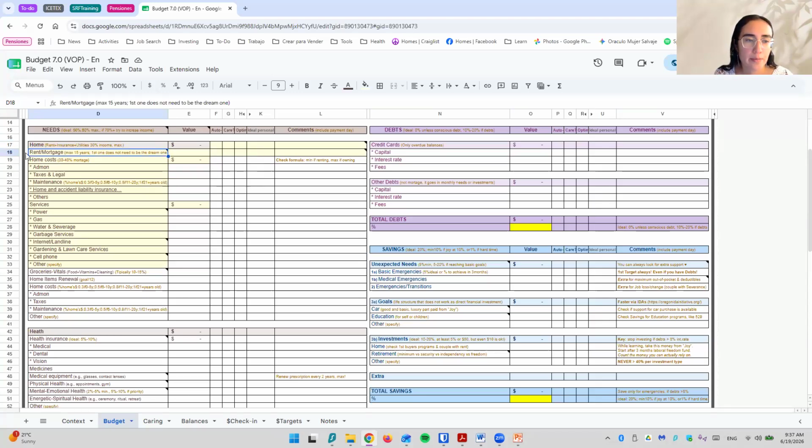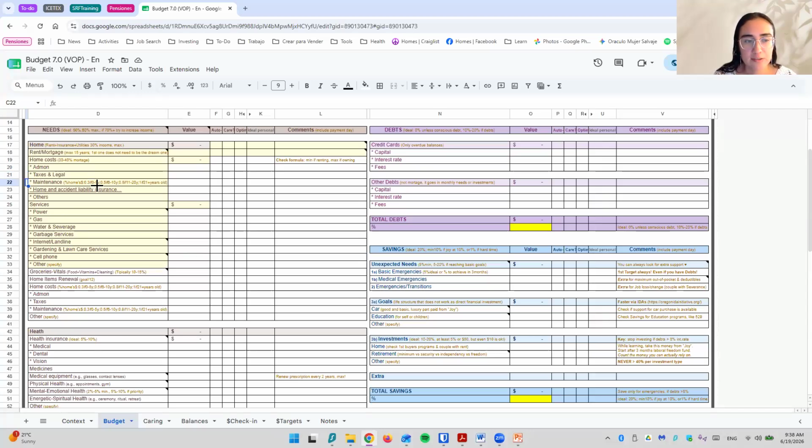So we put there our mortgage, and then we calculate home costs. So if we pay administration, we put it there. If we have to pay for taxes or legal things for the house, if it's applicable for us, we put it there. Remember, I know probably it's annual or things like that, so you can divide that by 12 in the case that it is annual, and just put the monthly amount that you need to be saving for that.